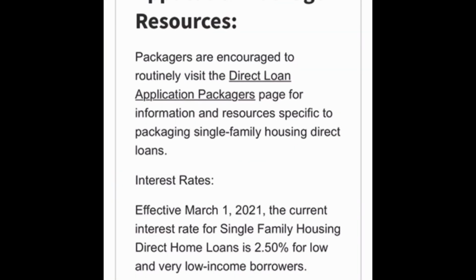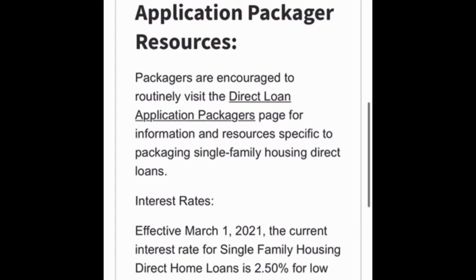It's effective March 1st, 2021. The current interest rate for single family housing direct home loans is 2.50% for low and very low income borrowers.